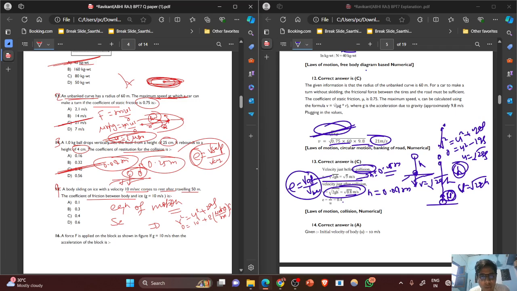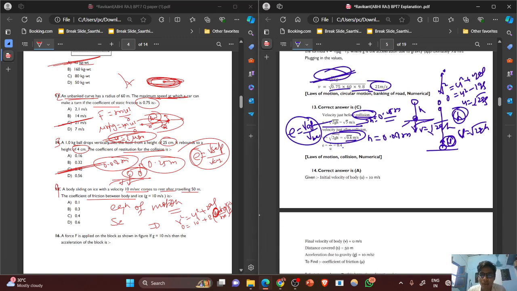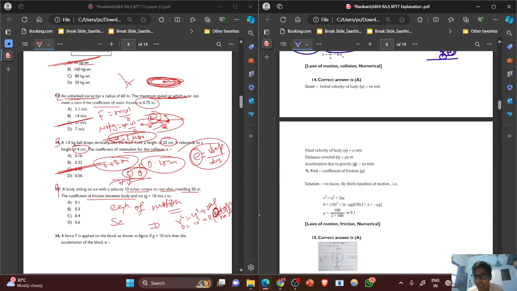From here you just need to calculate mu. It can easily be solved. There is one equation and one variable, you can easily solve it. You can see also in the explanation the same can be done here. Yeah, the same thing is here. From here by calculating you get mu equals 0.1. So option first is your correct answer.